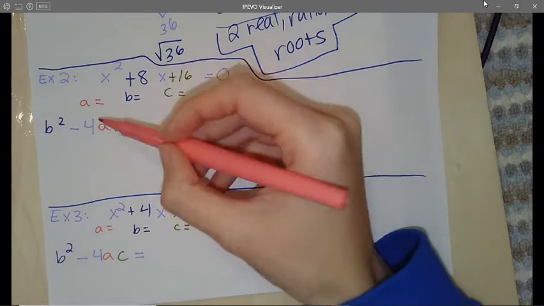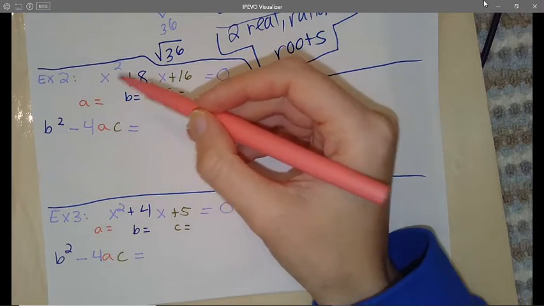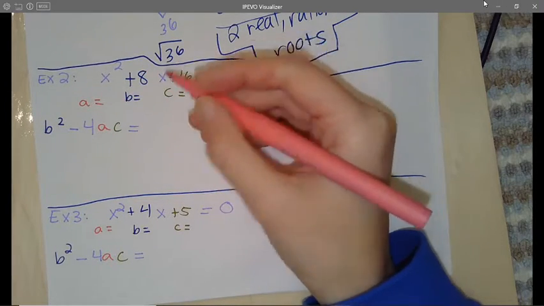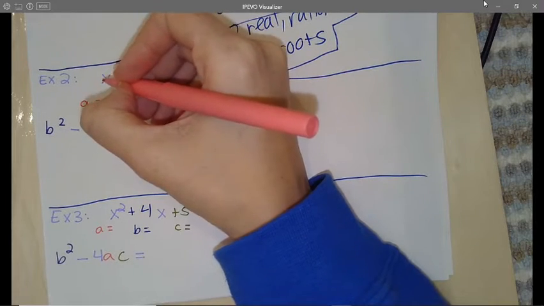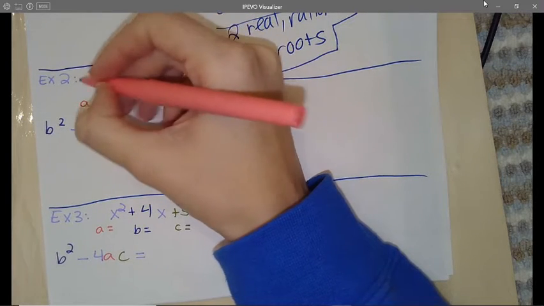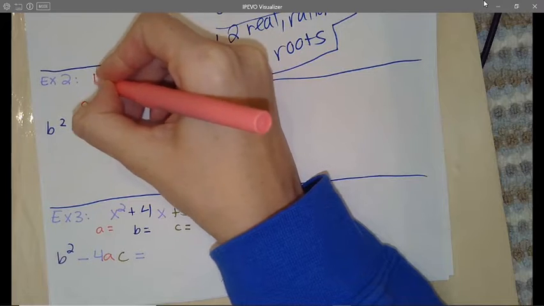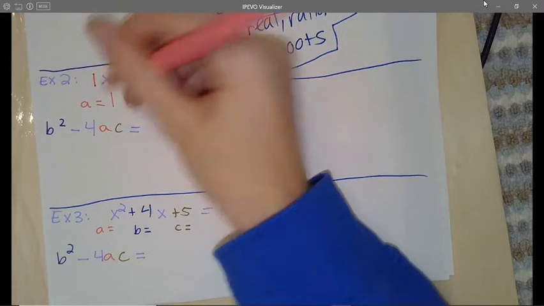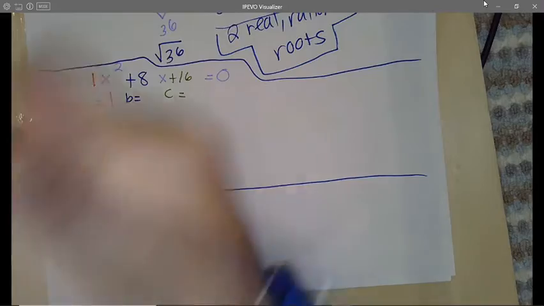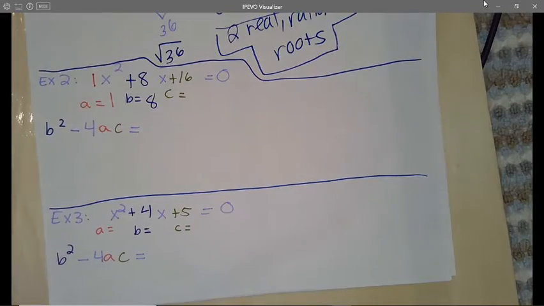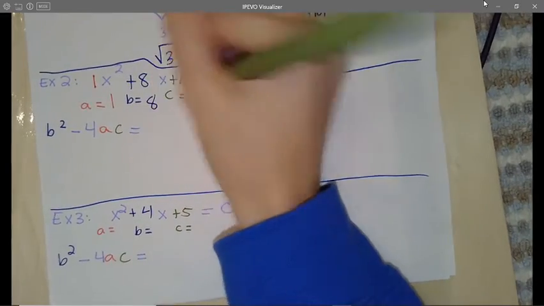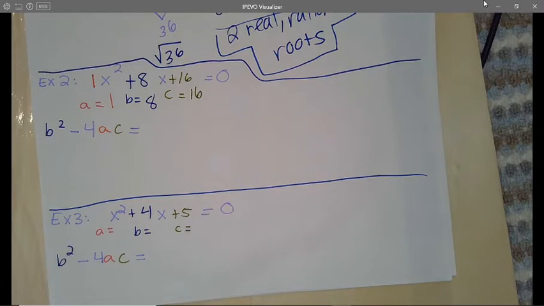So remember, first, it would be helpful to know what A, B, and C are so we can actually find the discriminant. Okay, so A, remember, if you don't see a number in front of a variable, there secretly is a 1. So my A is going to be 1, B is going to be 8, and C is going to be 16. All right, so let's find the discriminant.